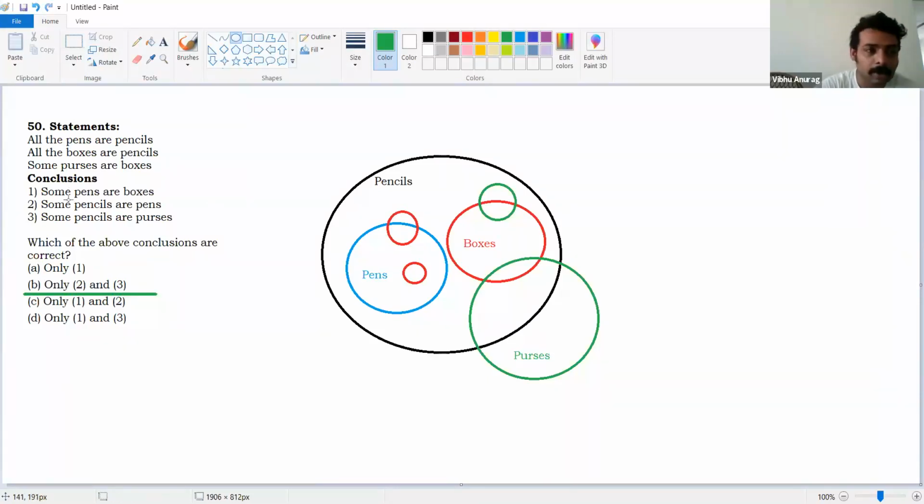But let's check 2 and 3. Some pencils are pens. Yes, definitely. All pens are pencils, so definitely some pencils are pens. Some pencils are purses, definitely, because purses and boxes have an overlap. So there is a definite overlap between pencils and purses. So 2 and 3 are valid conclusions. Is this clear to you? This is the best way to reason out. And I hope that everyone was able to understand it.